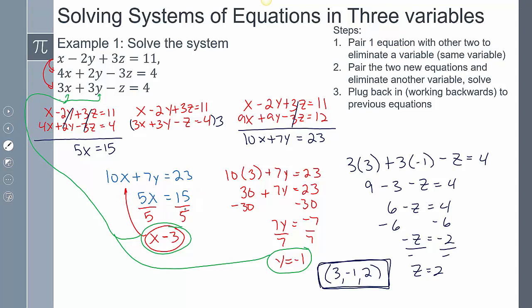Divide both sides by 5 and I got x equals 3. Step 3, plug it back in, working backwards. So plugging it back in, 10 times 3, and then solving for y, I got y equals negative 1. Then I took both of those values and plugged them into this third equation here, even though you can plug them into either of them, it doesn't matter. That's how I got z equals 2, and so I wrote the answer as a point.